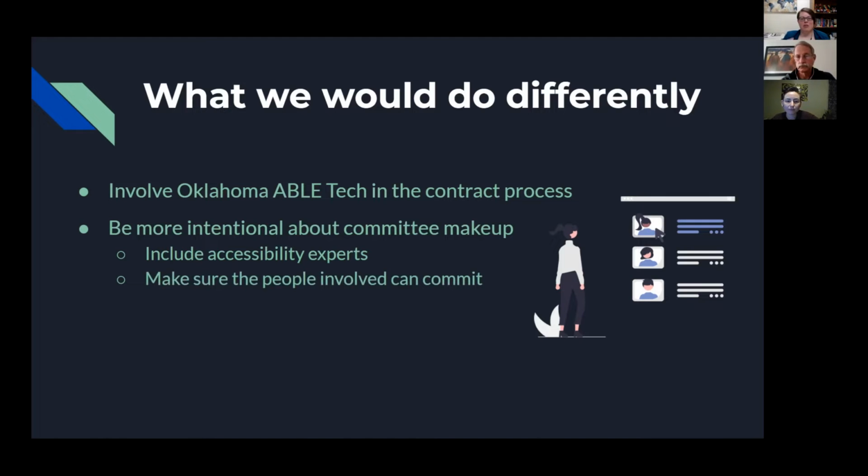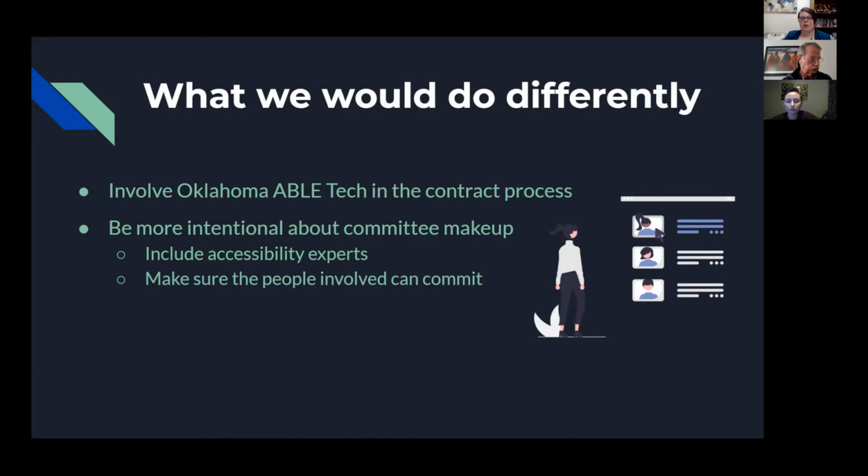Also, we needed to make sure that the people we asked to be on this committee really could devote their time and attention to it. I think that's one of the reasons why it took us so long, because, like the others have mentioned, this was a fully volunteer operation. We all have day jobs that we have to do things for, and it can be really hard to devote time to a project like this.